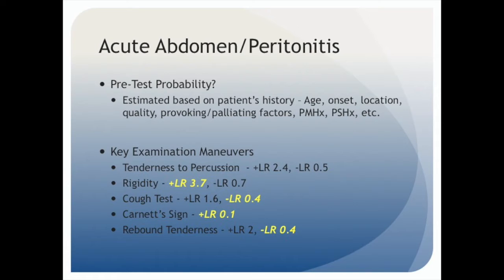meaning that if they do not have a positive cough test, they are significantly less likely to have an acute abdomen. Finally, let's take a look at Carnett's sign, which, with a positive likelihood ratio of 0.1, is probably the most predictive test we have for ruling out an acute abdomen.